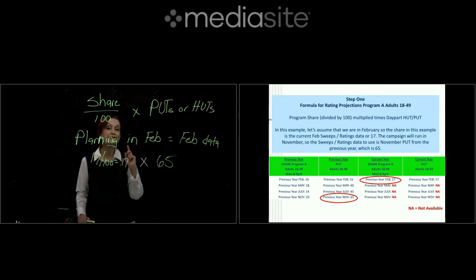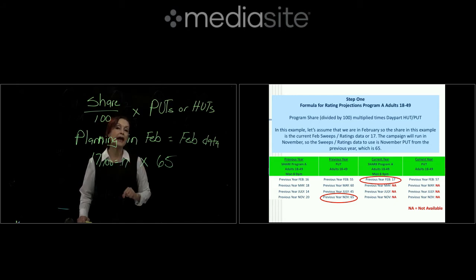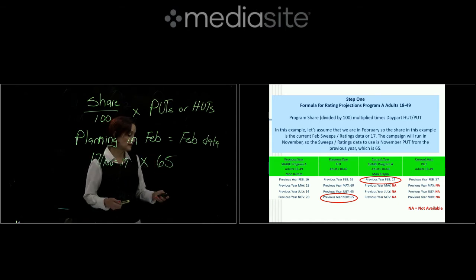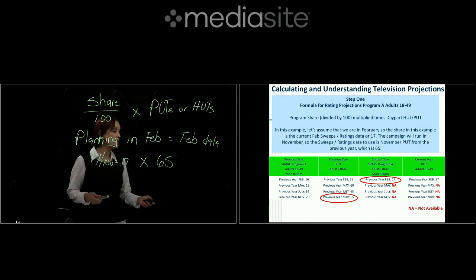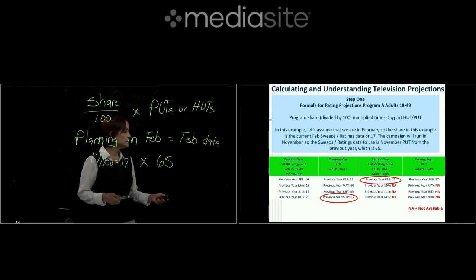Meaning that 65% of all the adults 18 to 49 in the universe, or of the market or DMA, were watching television Monday 8 to 9 during the measurement period, or November sweep. So now let's go to step 3. Let's calculate this. This is a very simple calculation.